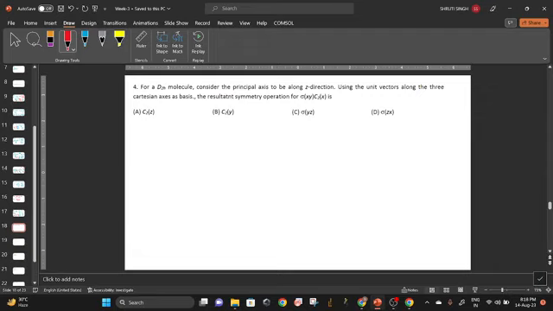Okay, next one is: for a D2h molecule, consider the principal axis to be the z direction, using the unit vectors along the 3 Cartesian axes as basis. Now here the basis is not the atoms or the orbitals. Here the basis is xyz. Our Cartesian axes are the basis. The resultant symmetry operation for sigma xy dot C2(x) will be. Can we do this?